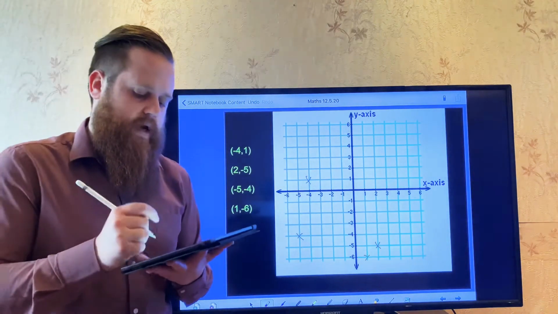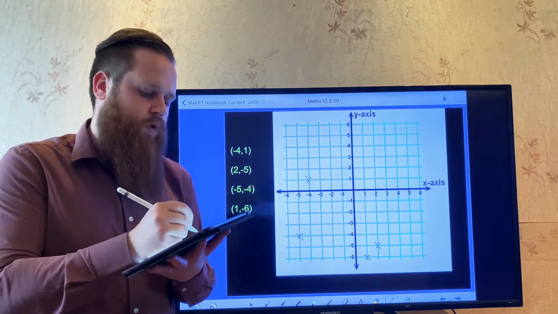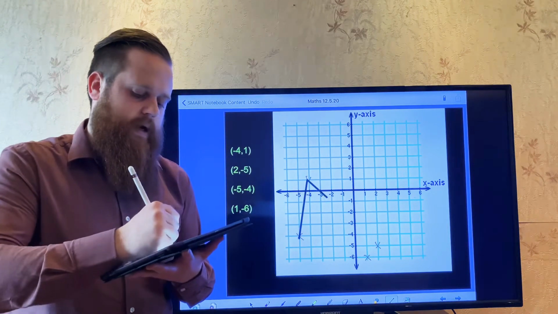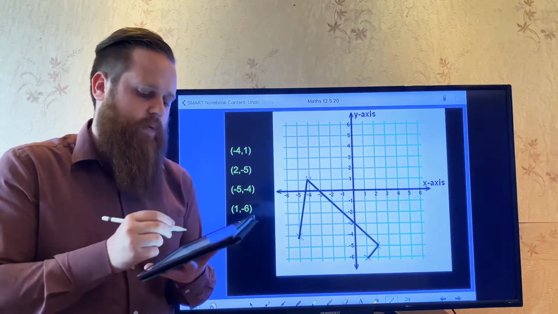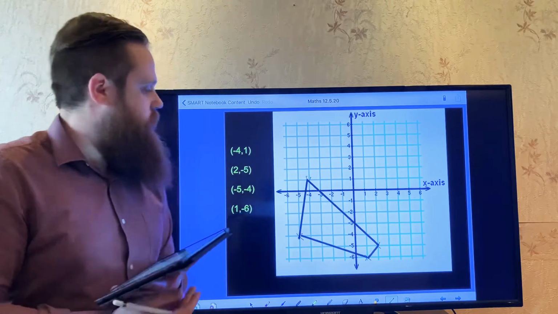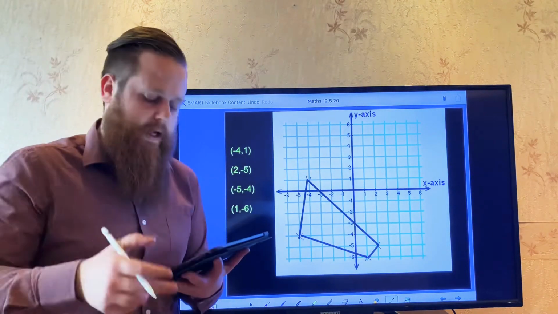And there we go. There is my shape plotted, and I could join up all the points, okay? It is indeed a quadrilateral, and there we go, okay? Plotted onto the graph. Voila.